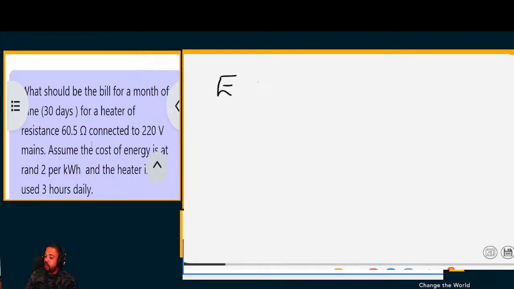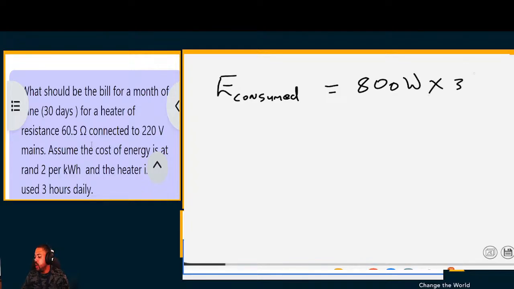So the energy consumed daily, this is per day, is the 800 watts, and you multiply that by the number of hours it's on for per day, which in this case is 3 hours. That gives us 800 times 3, that's 2400 watt hours. So that's the amount of energy that it consumes in one day, 2400 watt hours.